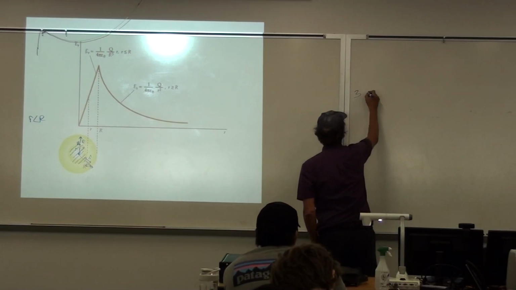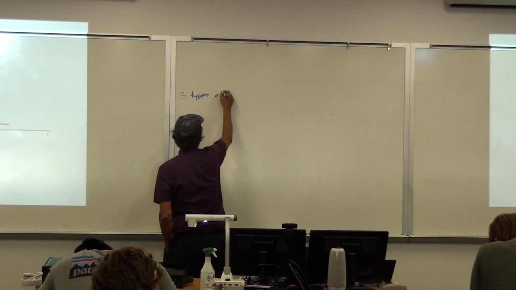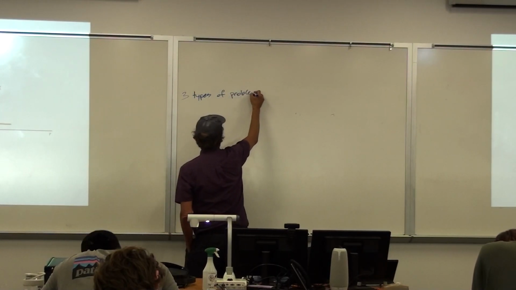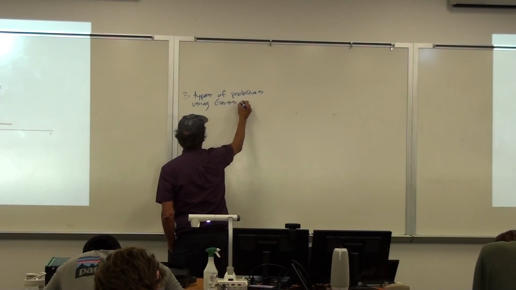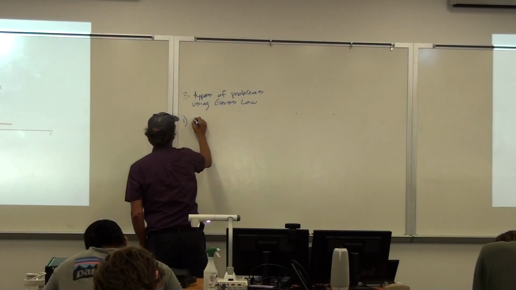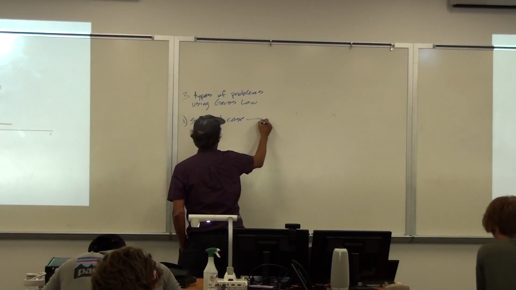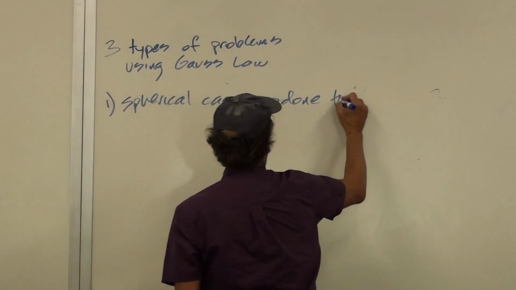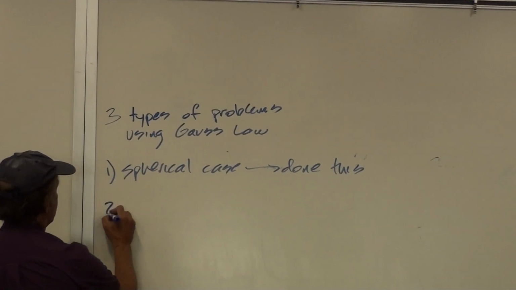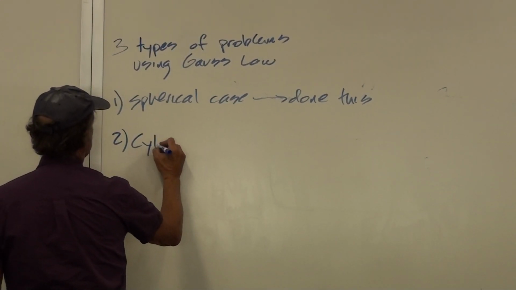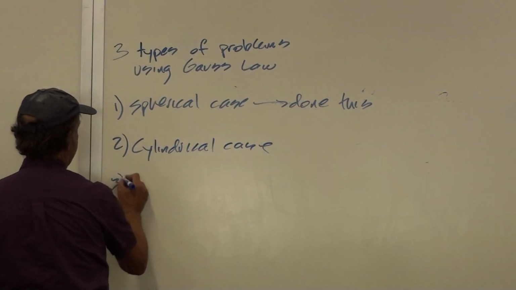There's three types of problems that we look at with Gauss's law. One is the spherical case. We've done this. That's what we've been doing for the whole lecture. Two, the cylindrical case. And three is the planar case.